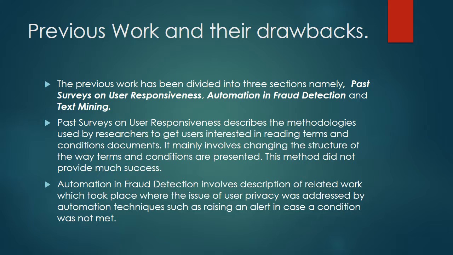Automation in fraud detection used automation techniques to raise alerts based on incompletion of agreements. This was time-based research where the date of the agreement played an important role, but still they failed to address the issue of user privacy awareness. This might be because the system was based on the fact that the agreement has a certain date of completion. If the user doesn't follow the steps of the agreement by that date, the system raises an alert and charges a fine to the user.